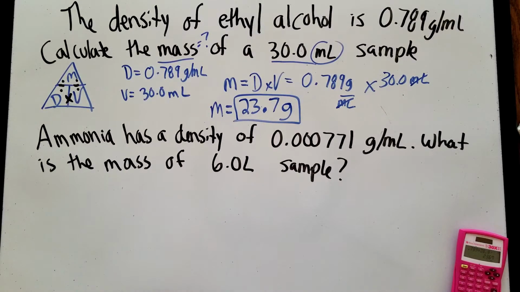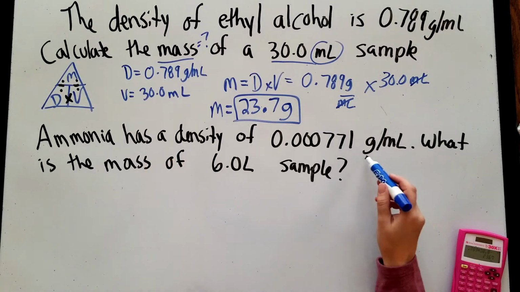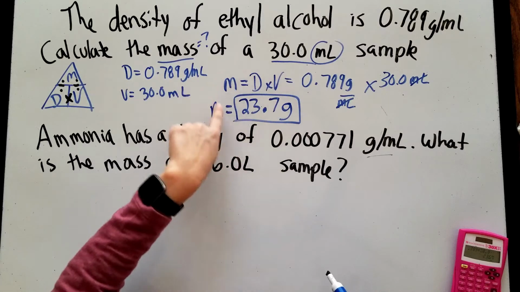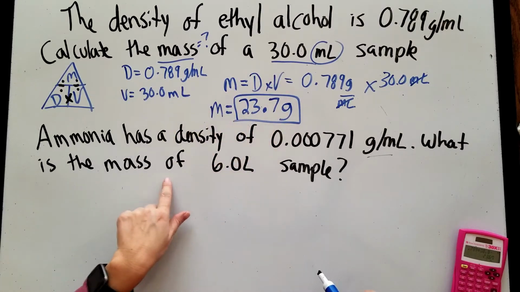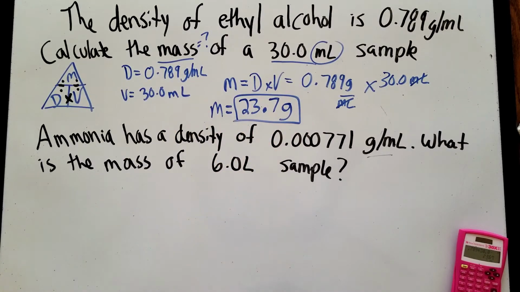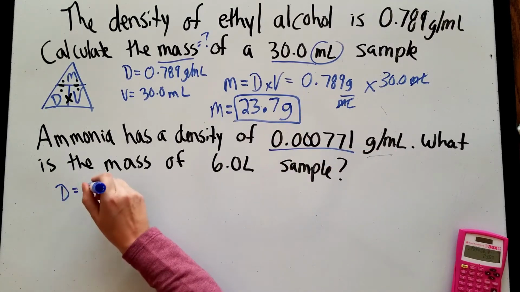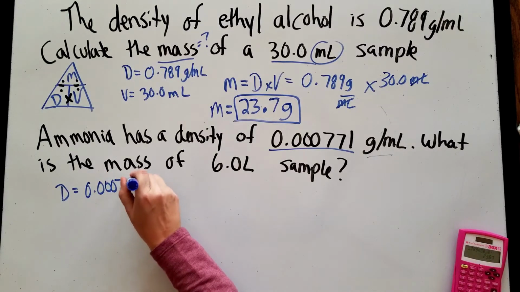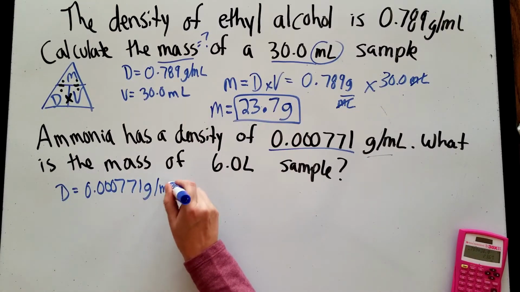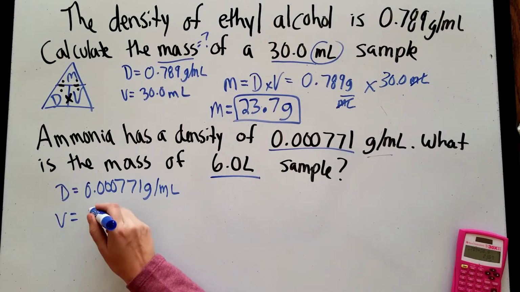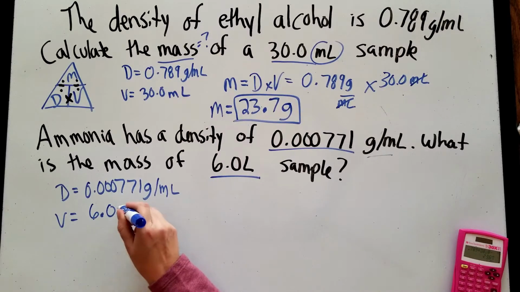Let's try this next one. So in this next one, we're looking at ammonia. We're given a density, grams per mil. We're calculating mass once again. Okay, so we're going to be using that rearranged equation. And then I'm assuming this is going to be a volume. So let's go ahead and label these. So this number here, that's my density. This number here, that's my volume. And I know that because of the units. Liters. Liters is a unit of volume.